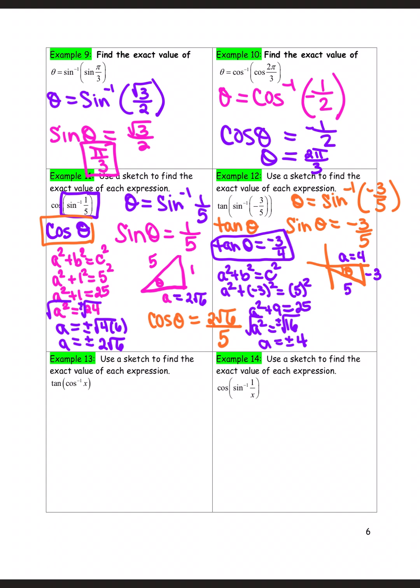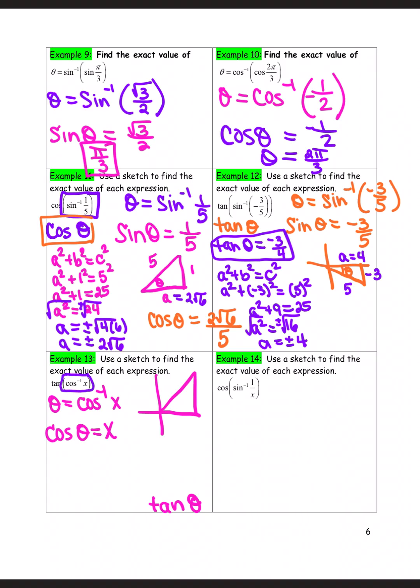Example 13, we're finding tan of inverse cosine of x. Once again, this time x has to be positive, so we're in quadrant 1. And I'm going to let theta equal the inverse cosine of x. So cosine of theta equals x. And at the end, I'm going to look for what tan of theta is. That's our goal at the end, because we're substituting inverse cosine of x for theta.